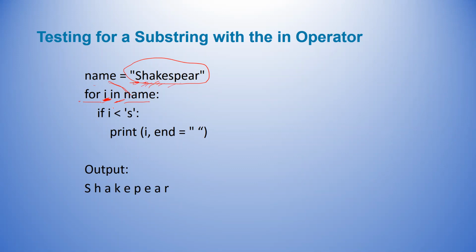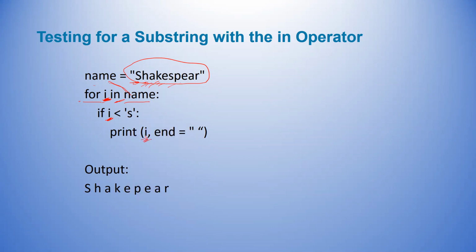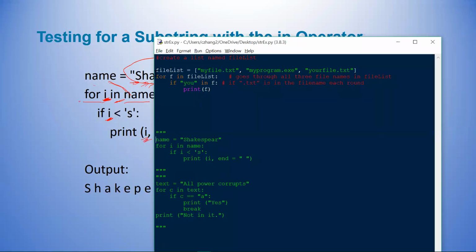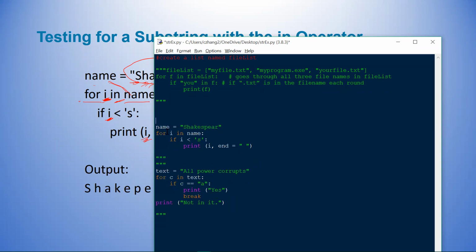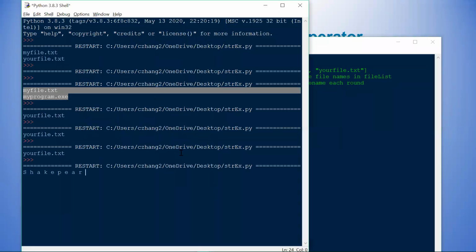And it says if that specific character is less than S, then print out that character, right? Okay, let's look at it. I have it here also. This is a great way to test your program if you don't want to do all the testing at once. Okay, so this is this, right? Let's run. And it prints out all the Shakespeare except S.